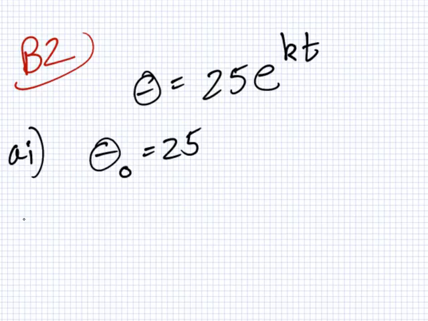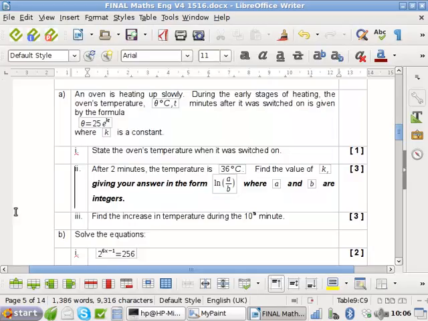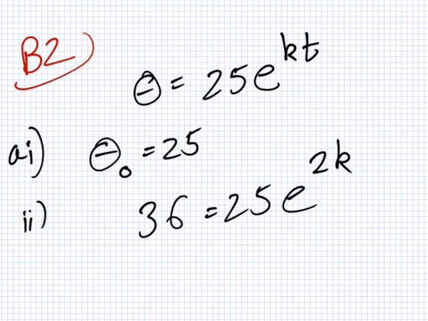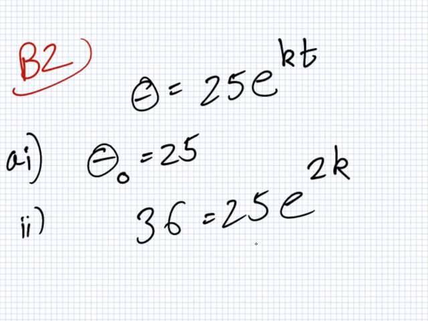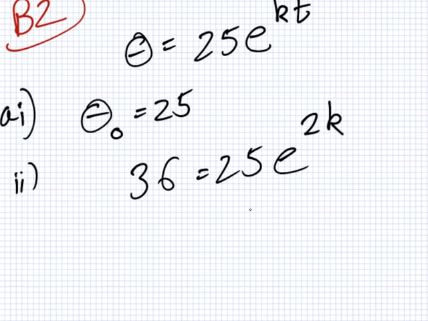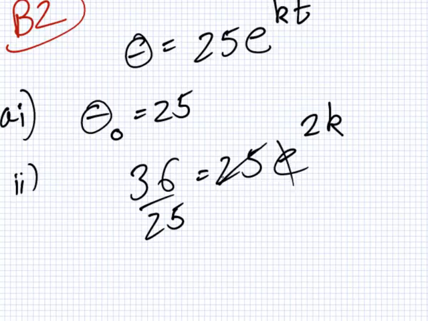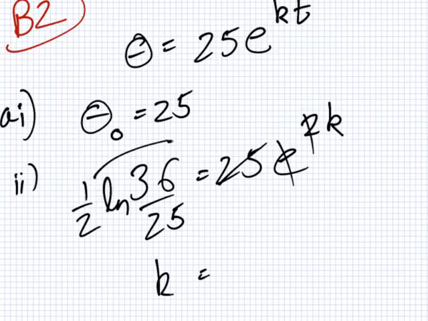Okay, next. After 2 minutes, the temperature is 36. Find k. Now, have you seen this type of problem before? So many times. So we divide by 25, we log, and then we divide by 2. So k is, and then we can bring this back in here. So we get k is log 6 over 5 is the answer.